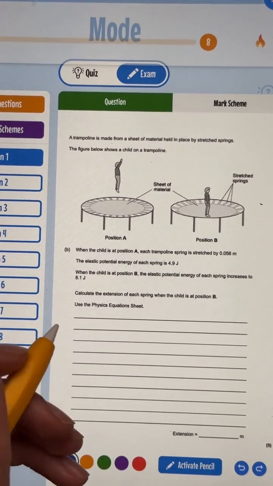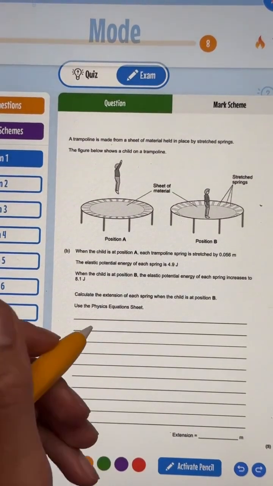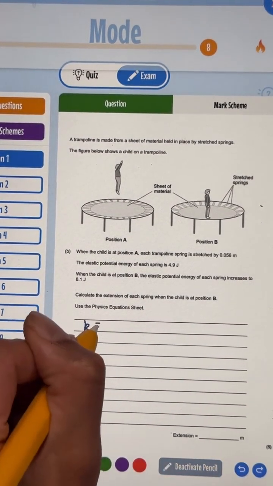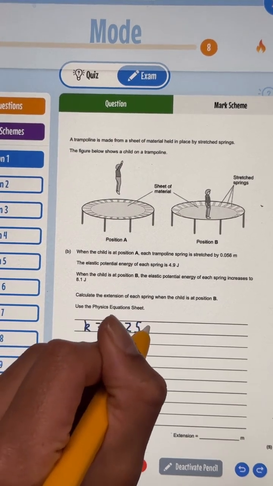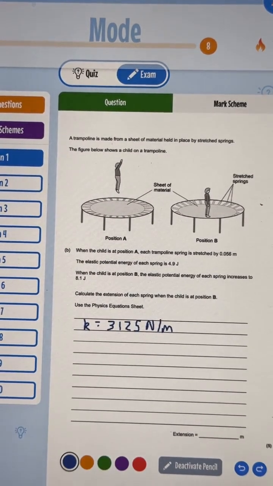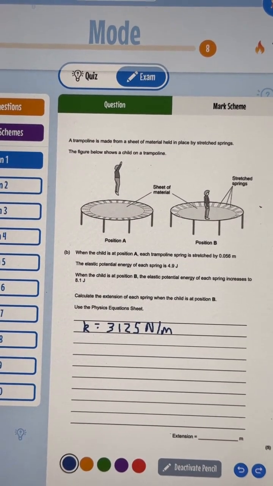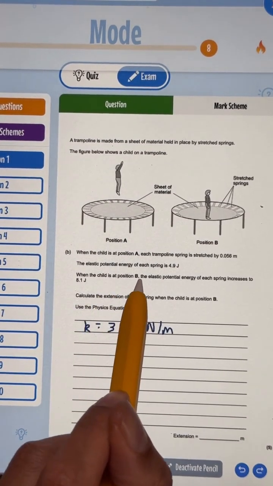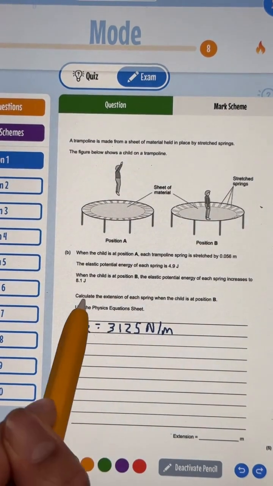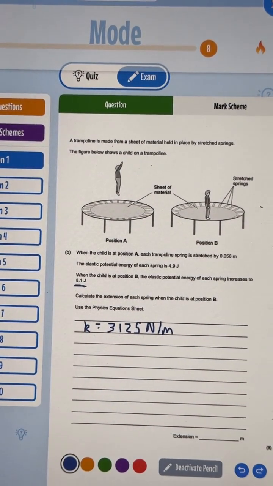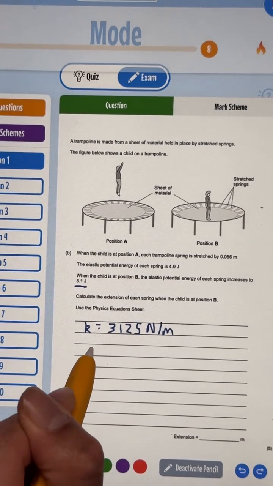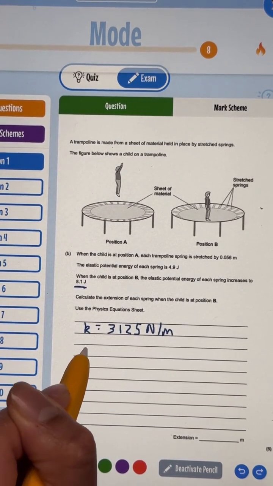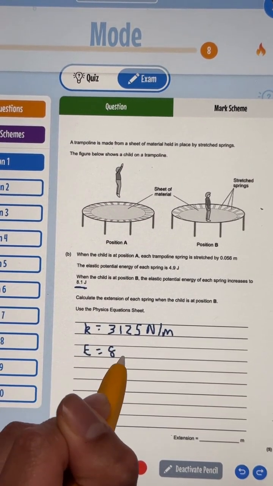Okay, so where we ended off, we had that the spring constant K was 3125 newtons per meter. So now we have the spring constant. They want us to calculate the extension at position B. So if I go back to the question, at position B, the elastic potential energy of each spring increases to 8.1 joules. Now we know K is 3125. It's still the same because it's the same springs, but the energy this time is 8.1 joules.